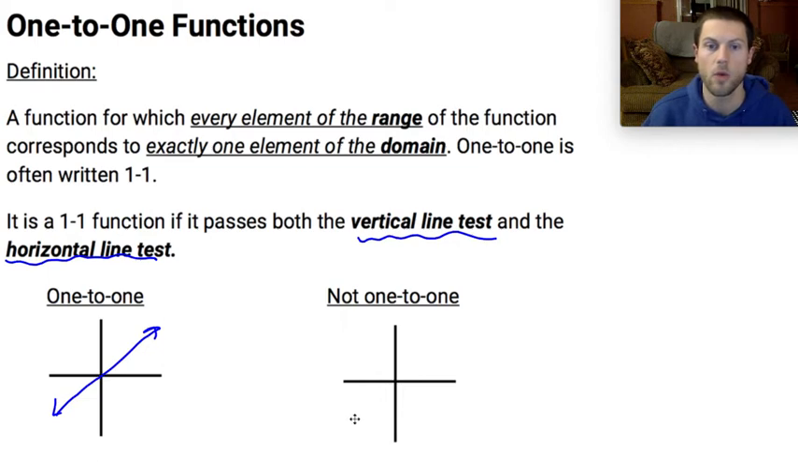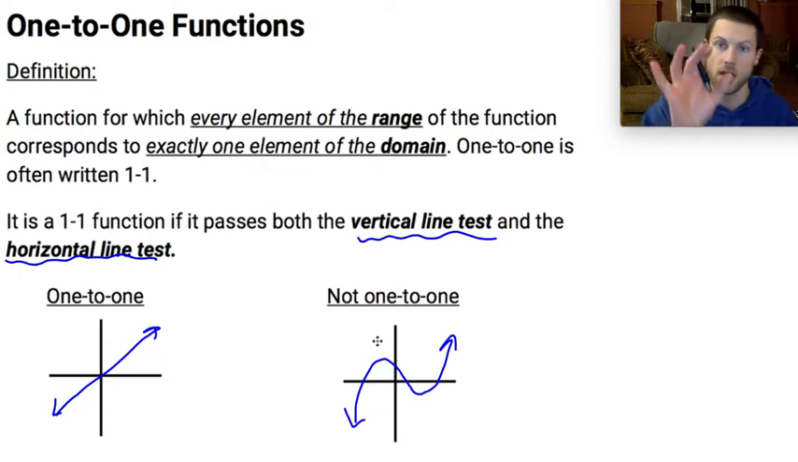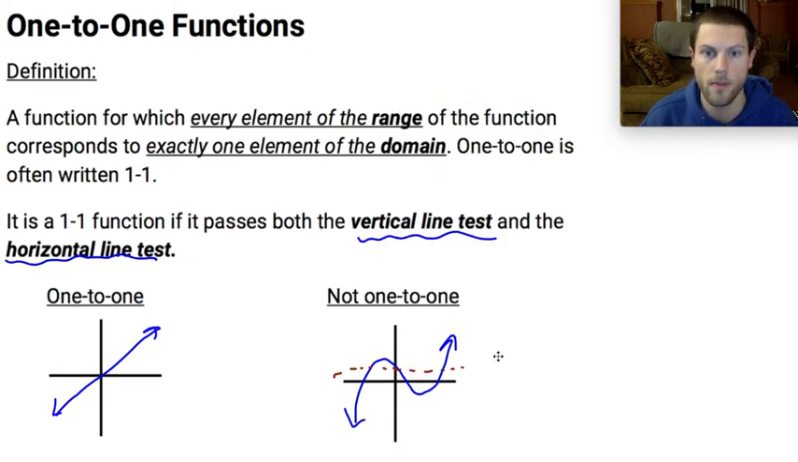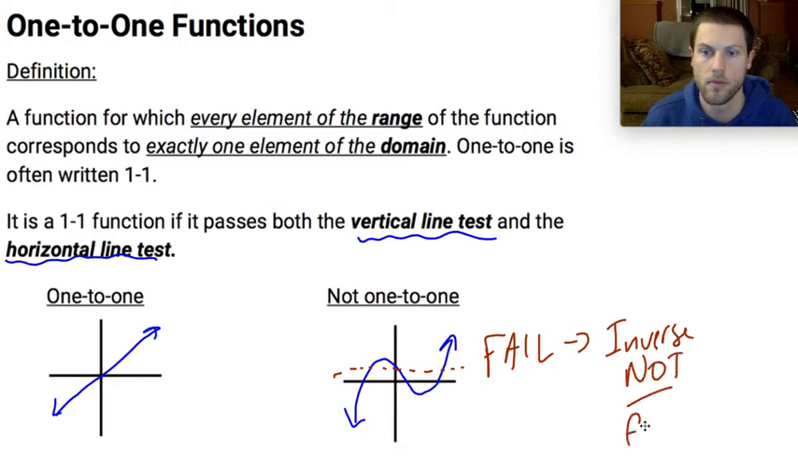Something that might not be one-to-one can look something like this. If you were to imagine me reflecting this about the line y equals x, making an inverse, it does not pass the vertical line test. Or you can eyeball this thing: it does not pass the horizontal line test. Therefore, the inverse is not a function. All right, so there's a quick test that you can eyeball.